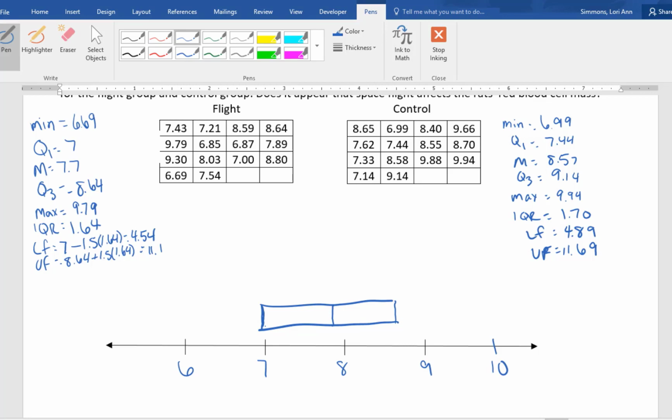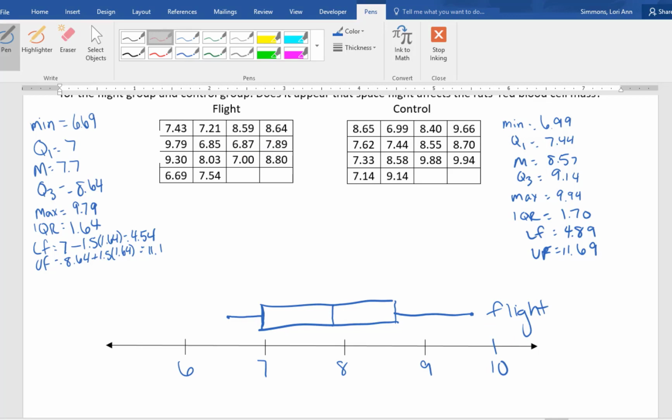Okay, now we want to label the upper and lower fences with a temporary mark. Lower fence is 4.54, so somewhere over here. I'm not too concerned because our min is 6.69. And same thing for this, our max is 9.79. So now we can plot to our lowest. 6.69 is about here, and our highest is 9.79. So this is for your flight.